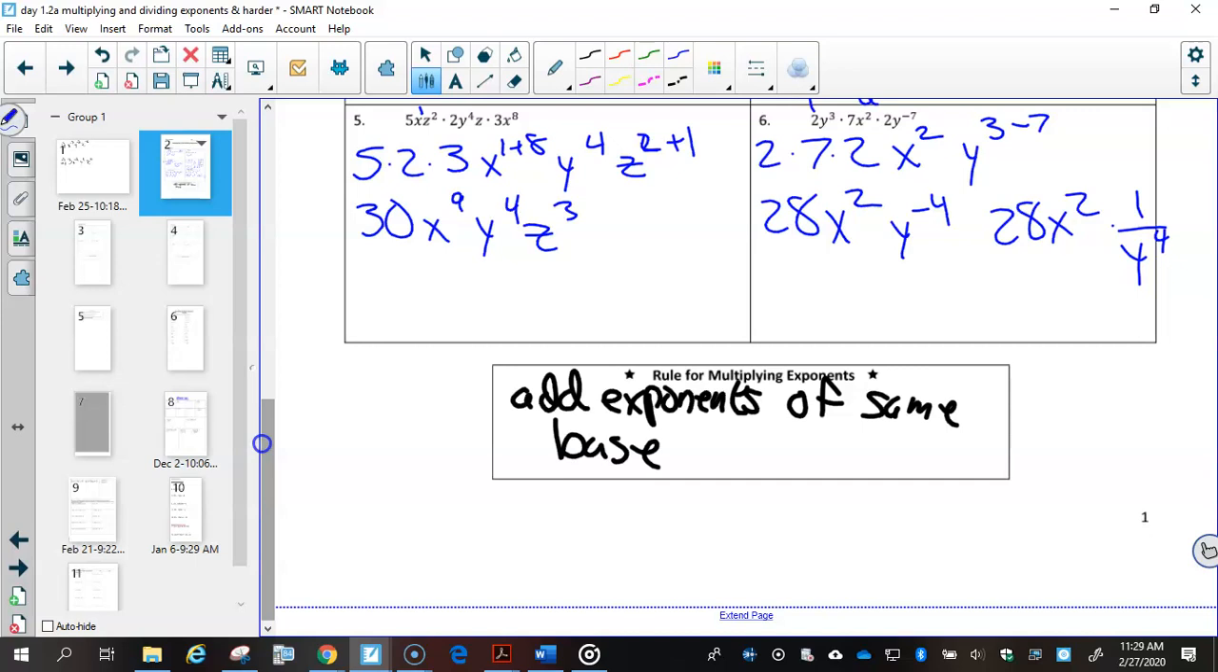Wouldn't you have to turn 28x into 1 over 28? No, because the negative 4 only goes to y. It does not go to x or 28. 28x squared over y to the 4th power. Yes, you just forgot 28. Oh.